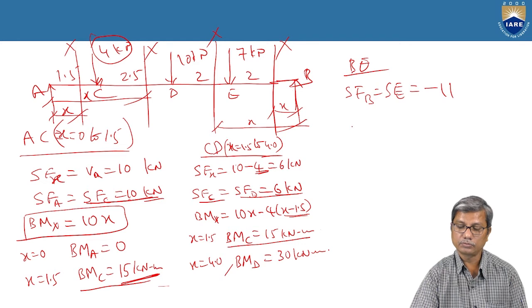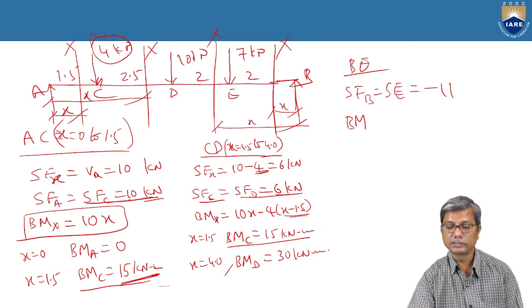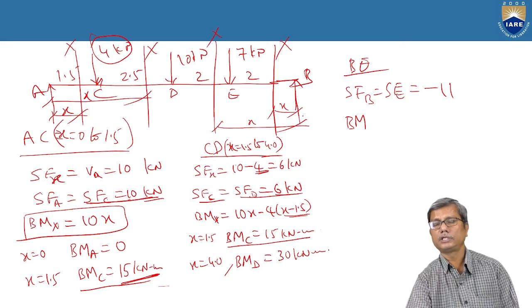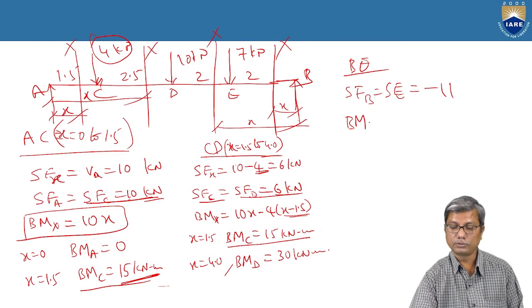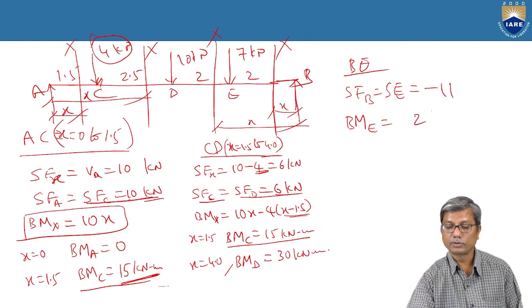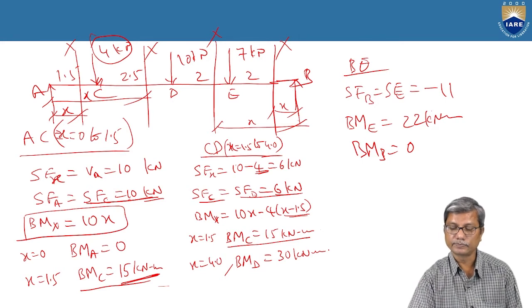And coming to bending moment at E, it is positive here because this reaction causes positive bending moment, sagging bending moment. So 11 into 2, 22. So bending moment at E is 22. And bending moment at B is 0 because at a simple support the bending moment is 0.